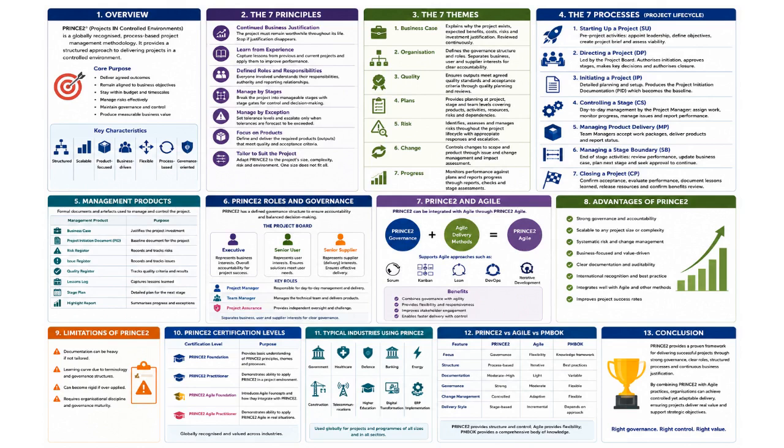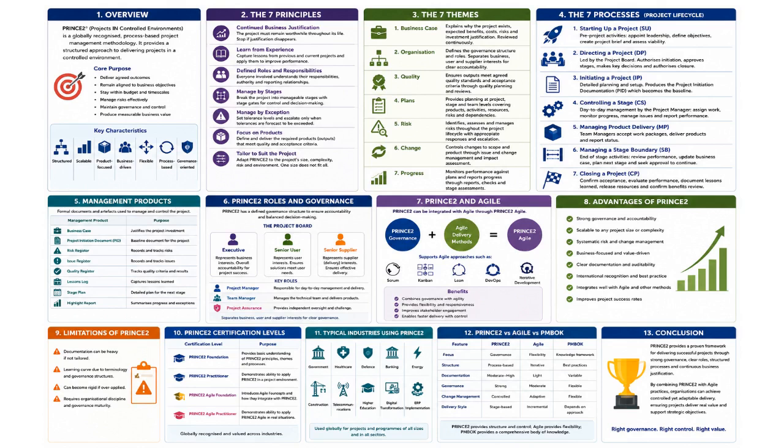In the center of the slide, we see management products, which are the documents, records, and reports that support project communication, control, and decision-making. Examples include the business case, project initiation documentation, risk register, quality register, and highlight reports. These products ensure transparency, accountability, and traceability across the project lifecycle.